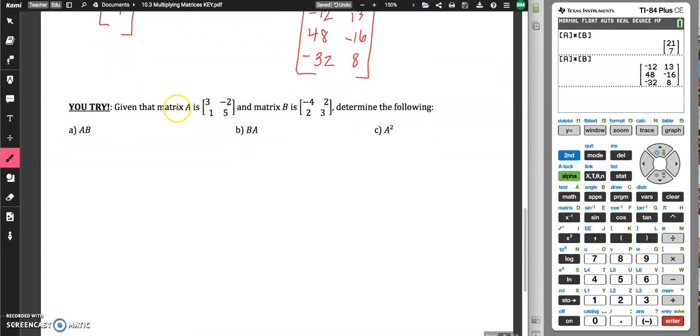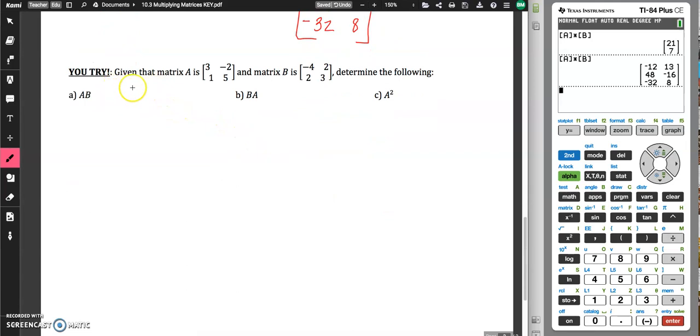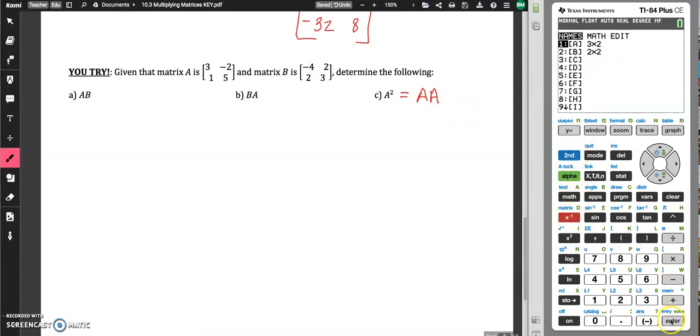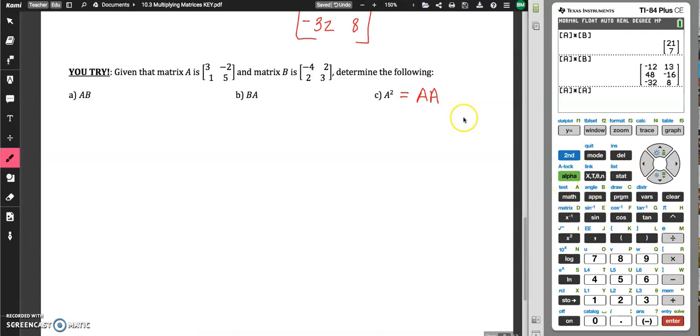So we have two matrices here, A and B. You're going to do 3 different problems with them. Notice the order is changing between problem A and problem B. That matters. And then this last one, A squared, just like regular numbers, that means you're multiplying matrix A times itself. So you'll enter matrix A and you'll select it twice from the matrix menu. So it'd be like this. Okay, so try those and then you'll be able to look at how I did them.